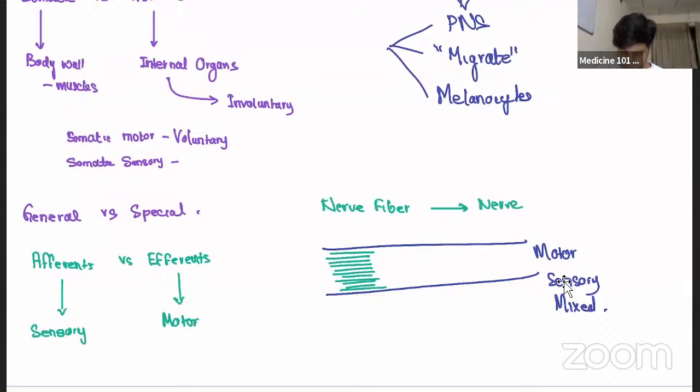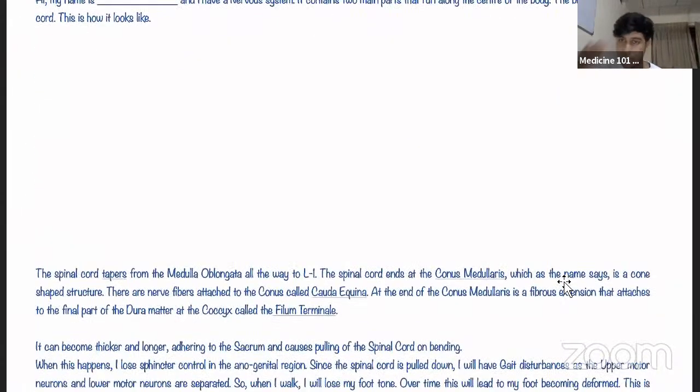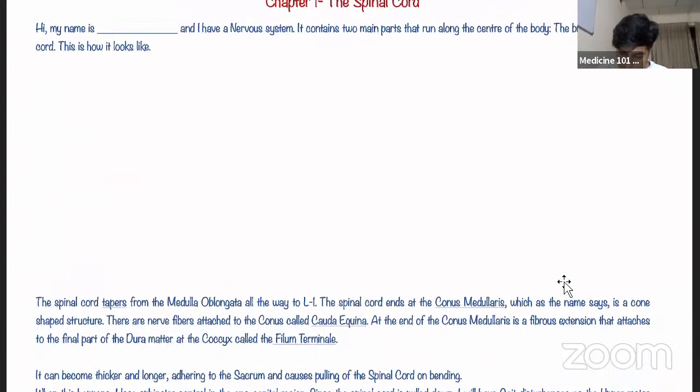Next, I'm going to do the central nervous system first, because the peripheral nervous system is going to take a long time, and right now it's late in some countries, so I don't want to do the peripheral nervous system first. I will do that tomorrow. Okay, let's do the spinal cord.